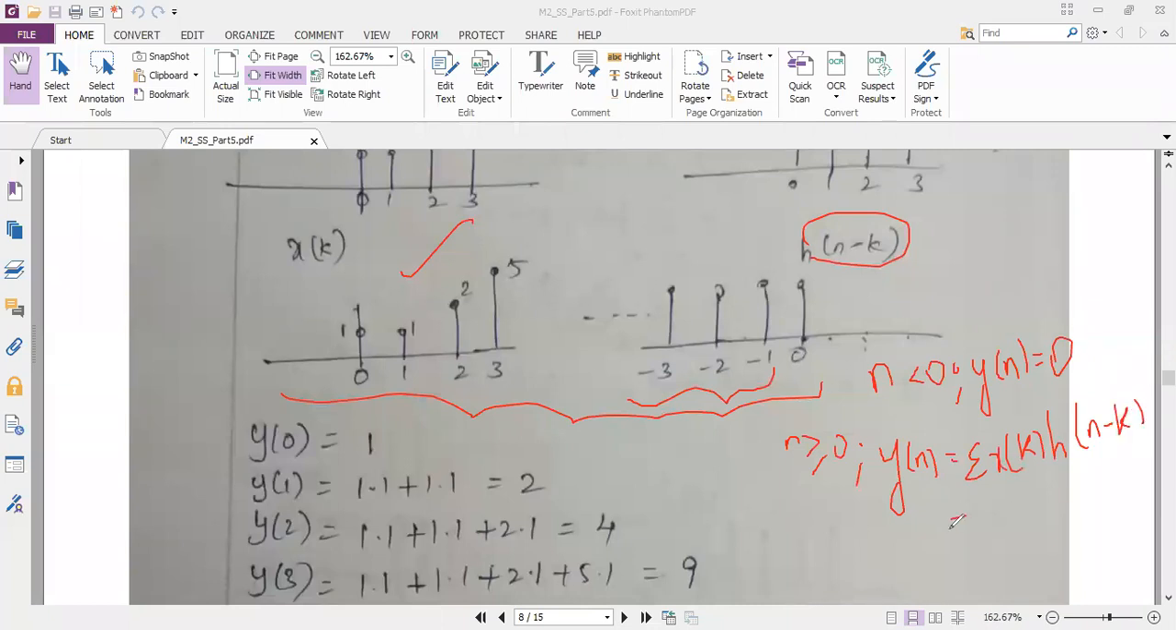But in all the earlier problems, x of k was in terms of some expression, 2 power k, like that. So we solved it using this formula. But here my x of k is in terms of completely numbers. So instead of using this summation formula, directly I can do the multiplication. You just see.